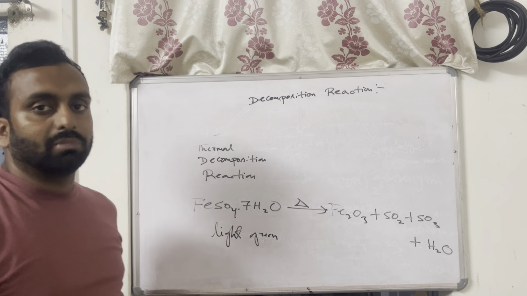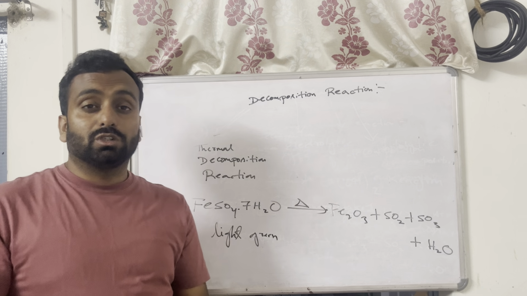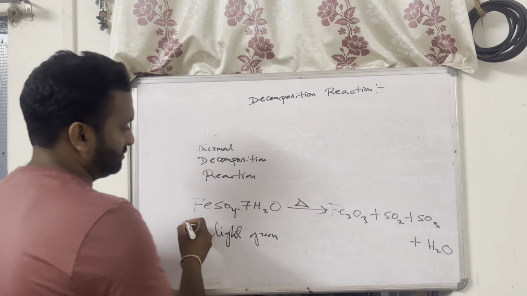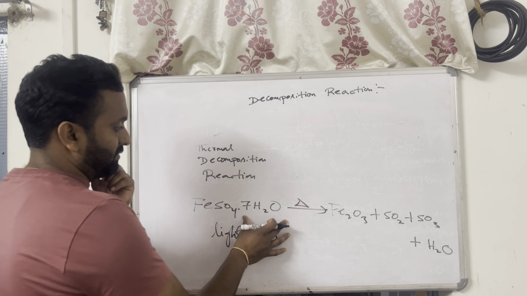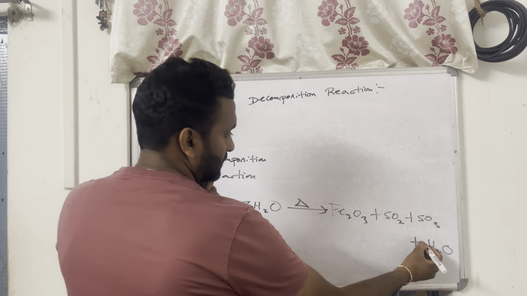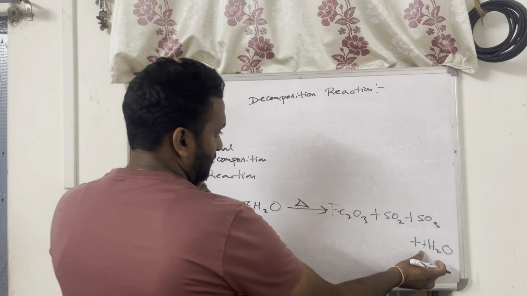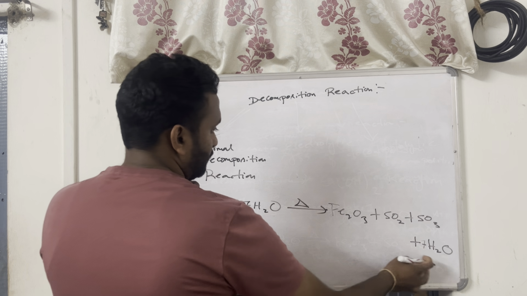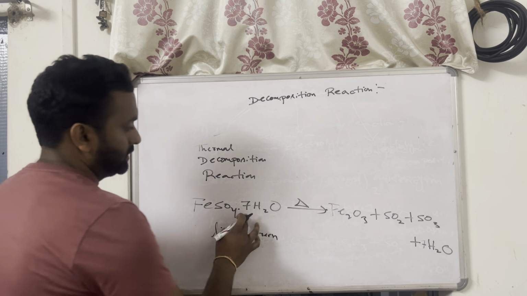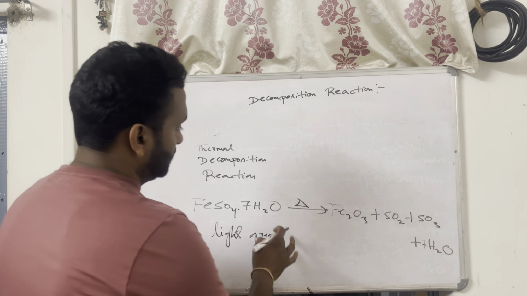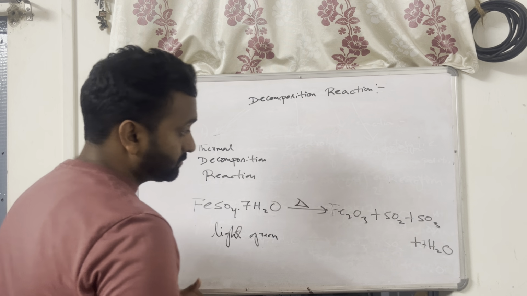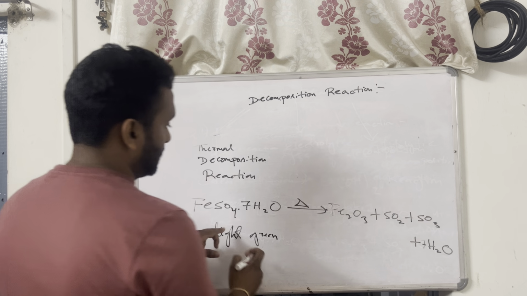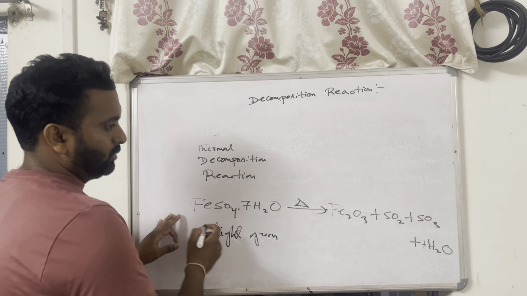Obviously this is not balanced, so it is your duty to balance it. But I know that if we simply see this side, we have 7. If we multiply with 7, now how many hydrogen are we getting here? We are getting 14 hydrogen here. This side also 14 hydrogen. Then oxygen, how much are we getting? What if we multiply with 2?